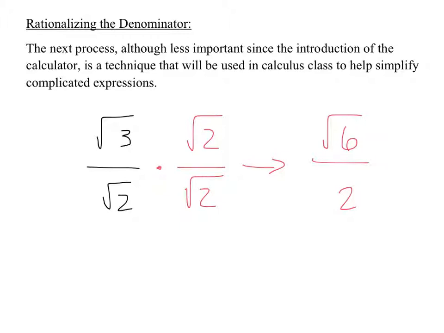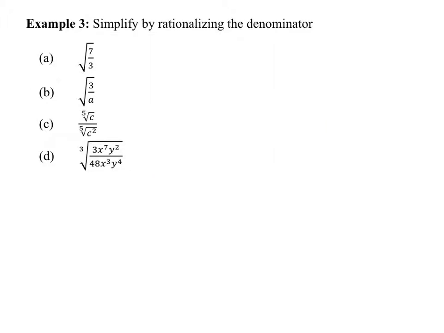Again, you can check this in your calculator. Type these two in your calculator the way they are, root 3 over root 2, get a number. Then type in root 6 over 2, you'll get the exact same answer. Obviously, it's easy for you because you have calculators now, but before that came about, this technique was widely used. It's also used algebraically, but not until you get to AP Calc. Let's look at examples of this.